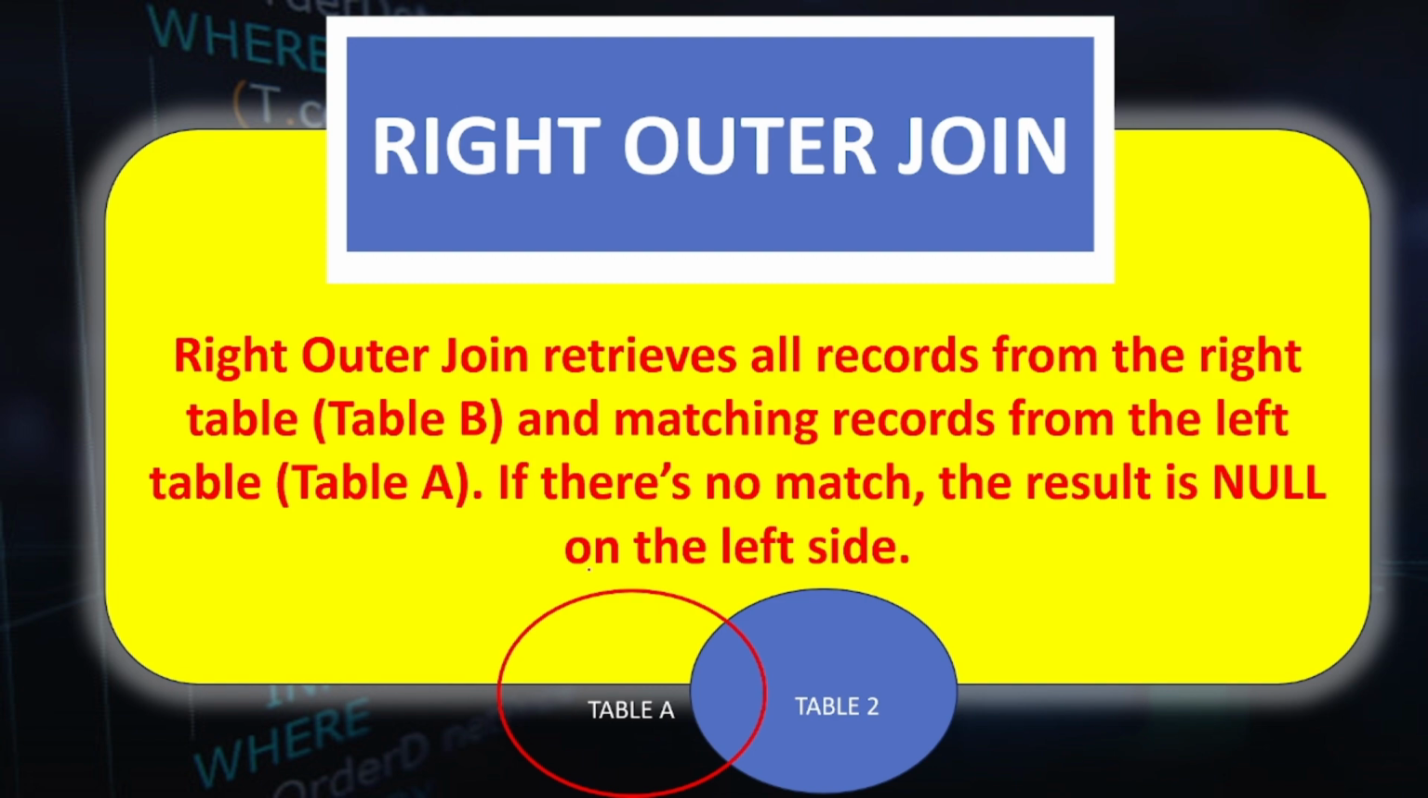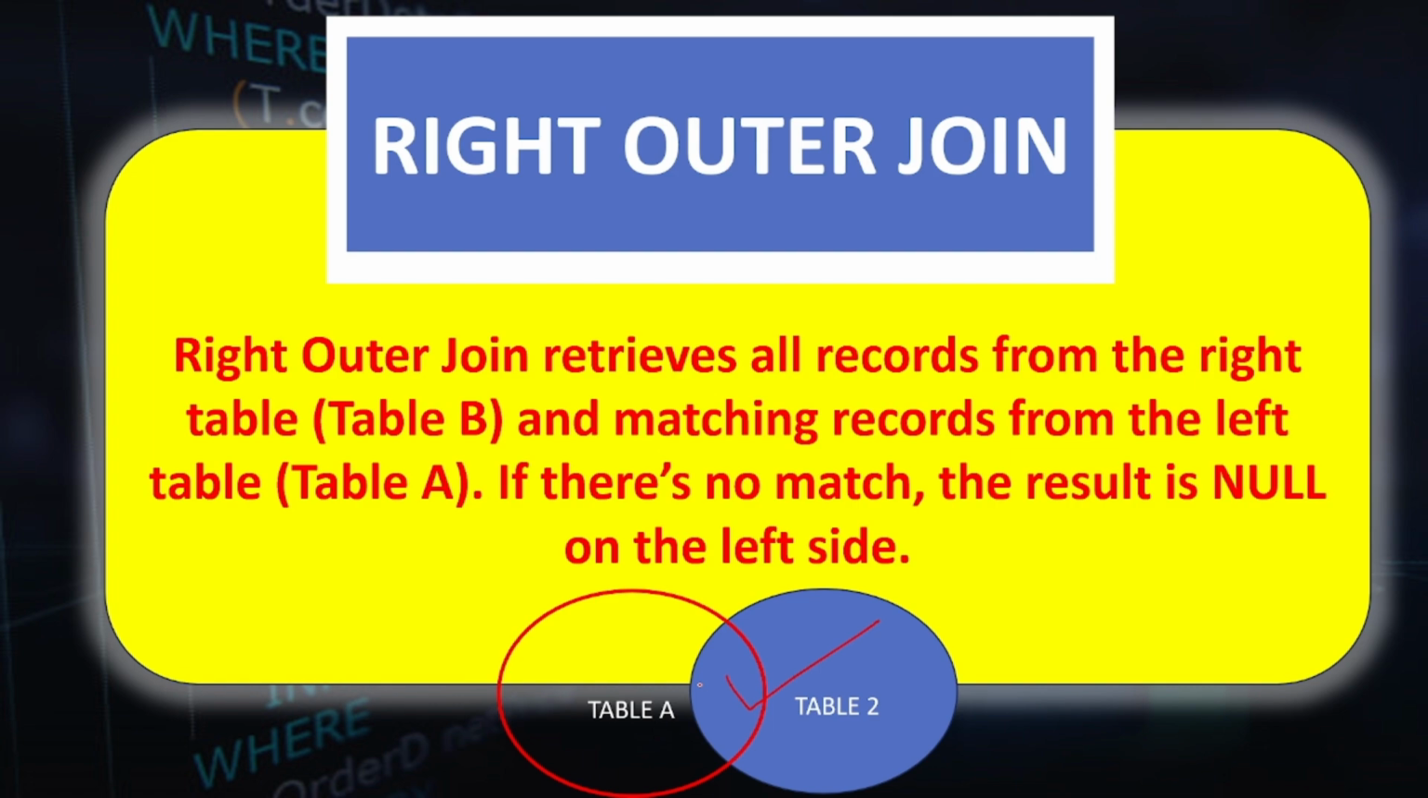So let's first define right outer join. The right outer join retrieves all the records from the right table and matching records from the left table. If there are two tables, table A and table B, and we put a right outer join on them, it retrieves all the records from the right table, but only the matching records from the left table. If there is no match found, then the result is null on the left table.